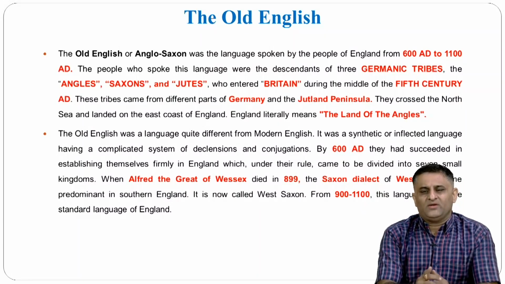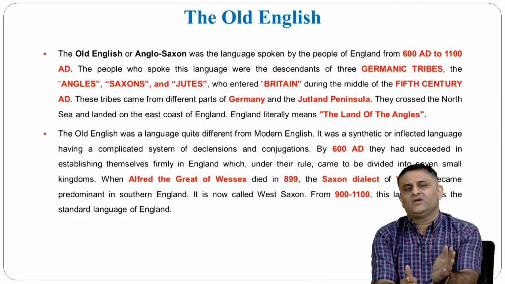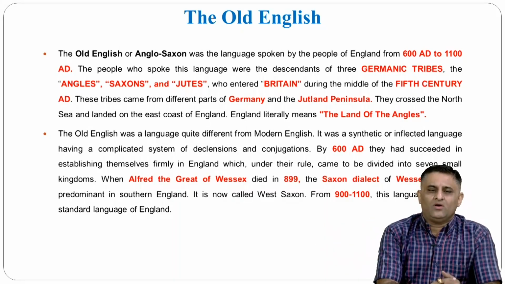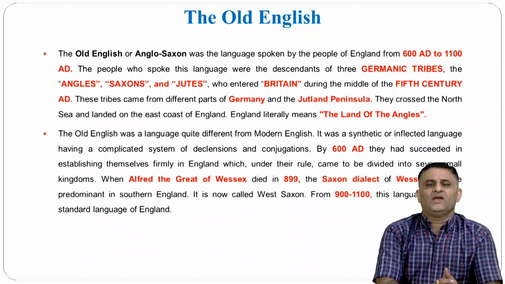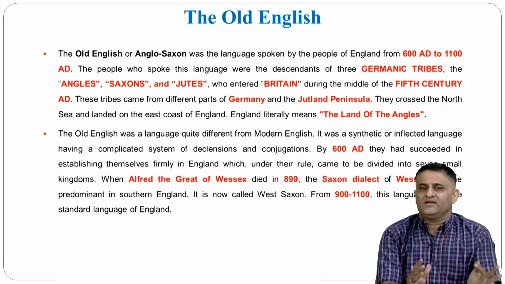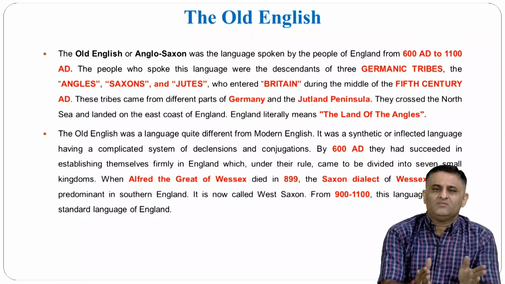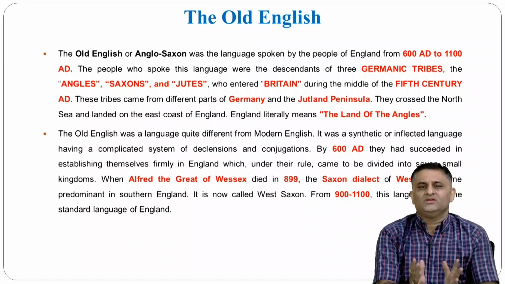And the Jutland Peninsula, they crossed the North Sea. Dear students, here you can see this is the proper path that they adopted and they entered England. They crossed the North Sea and landed on the east coast of England, and England literally means the land of the Angles. That's why England is also known as the land of Angles. The reason is that all these three Germanic tribes came to England.